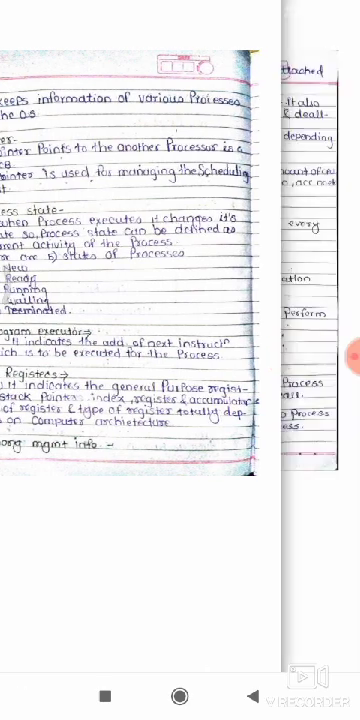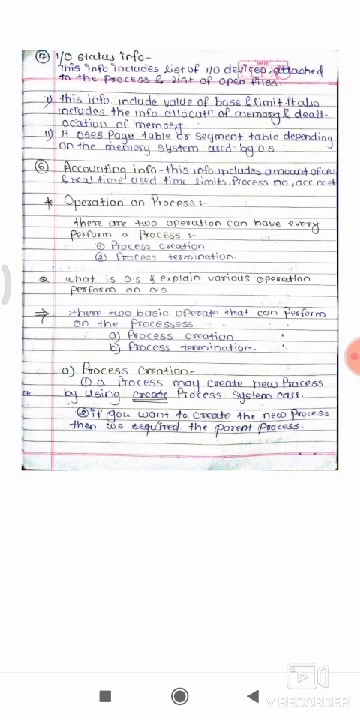After that, memory management information. After that, I/O status information. This information lists the I/O devices attached to the process and the list of open files. That means it gives the list of input output devices attached to the process and the list of open files.